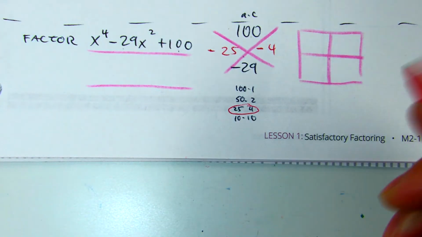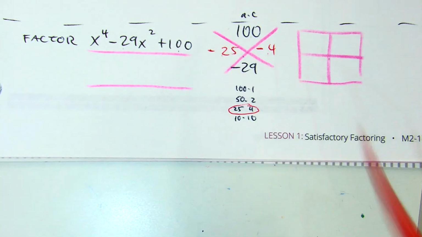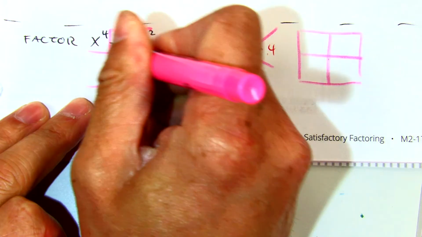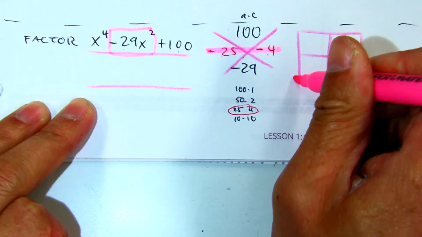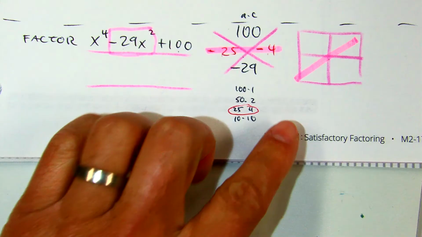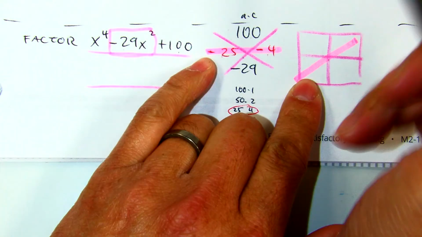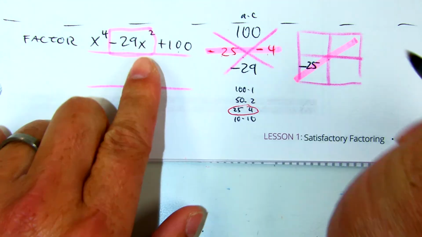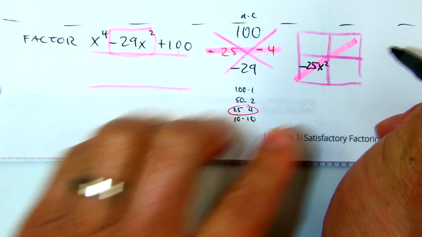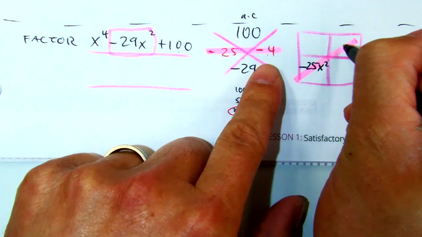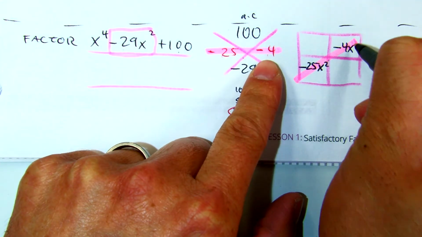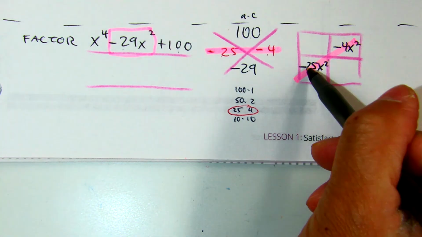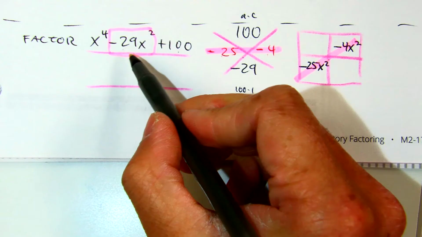Okay. Now I'm going to use these red ones. Let's highlight it. We're basically splitting the middle term here, and that goes here. So class, what am I going to write in here? Negative 25 x squared. And this one's going to be what? Negative 4x squared. Because those two add, negative 25 minus 4 gives you negative 29x squared.